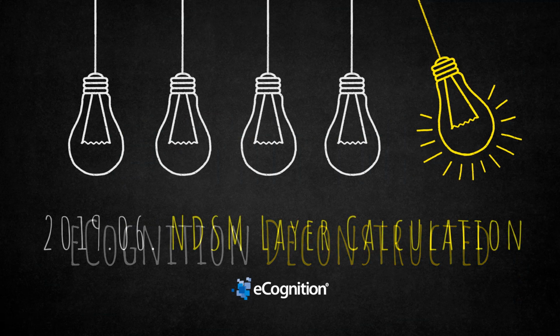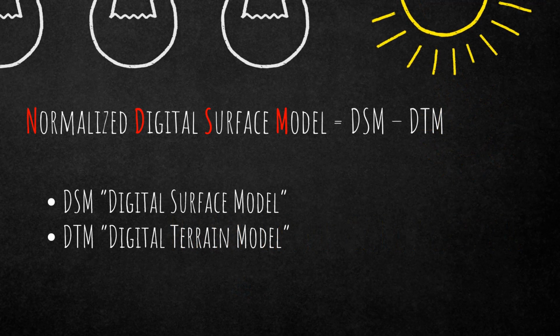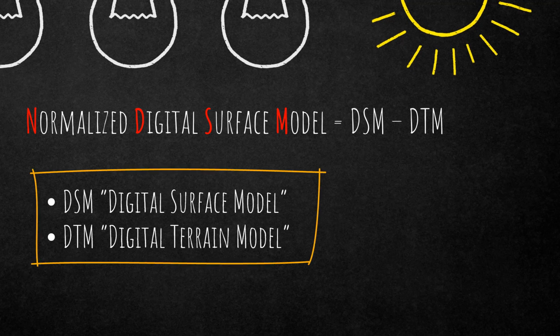Today we're going to talk about the NDSM Layer Calculation algorithm. It calculates the normalized digital surface model. NDSM stands for normalized digital surface model, and what you need to calculate the NDSM is a digital surface model, a DSM, and a DTM, a digital terrain model. And you simply subtract the DTM from the DSM.